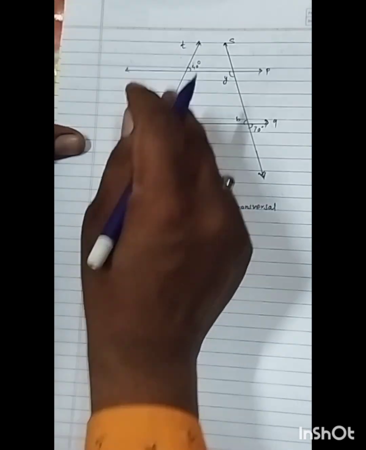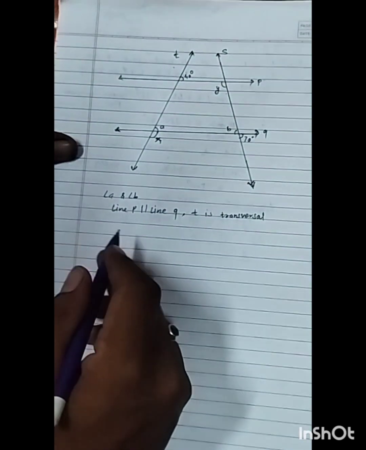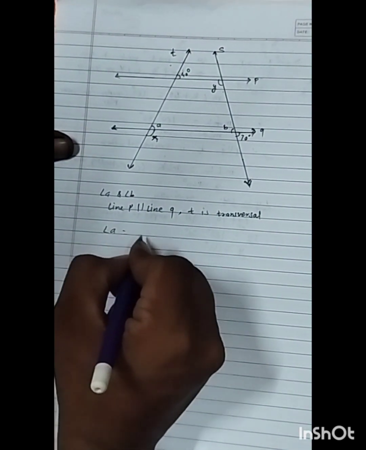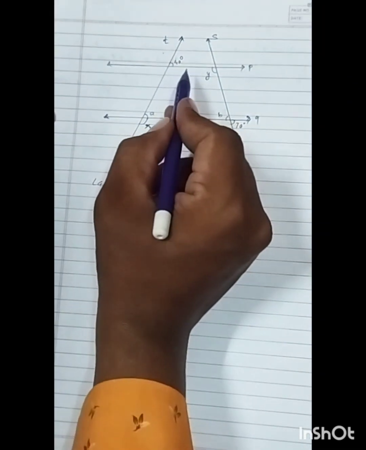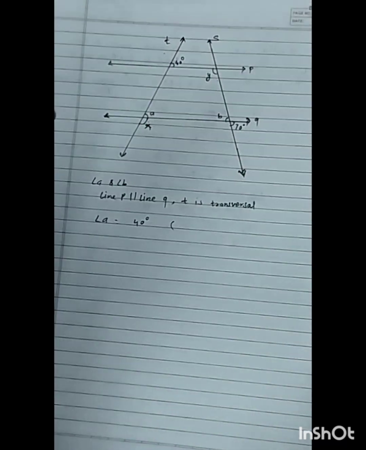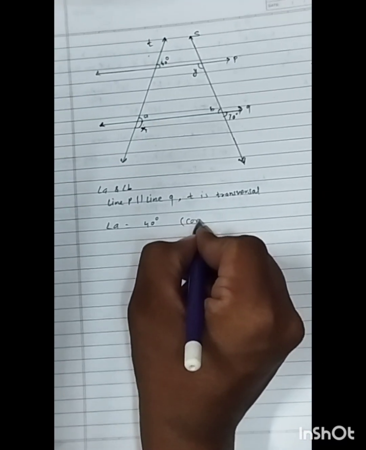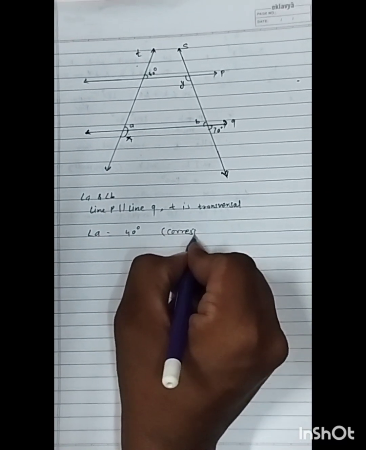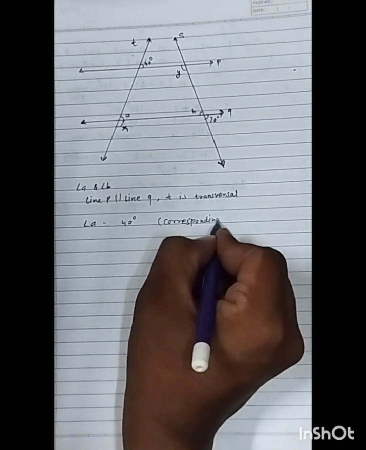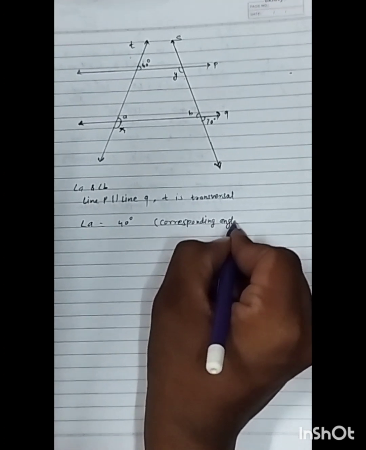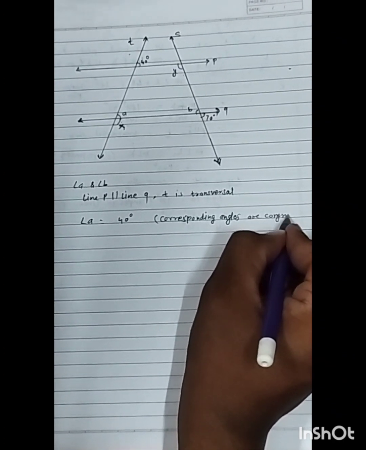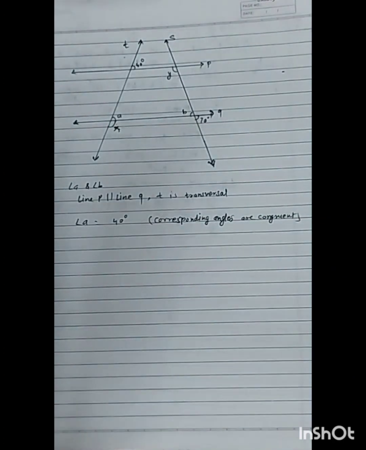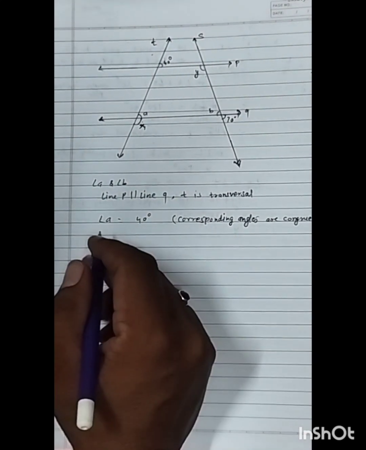When T is the transversal, then what will you get here? You see the angle here is given as 40 degrees. So we can write angle A is 40 degrees. What is the reason behind that? These both are corresponding angles. And students will learn that corresponding angles are congruent.